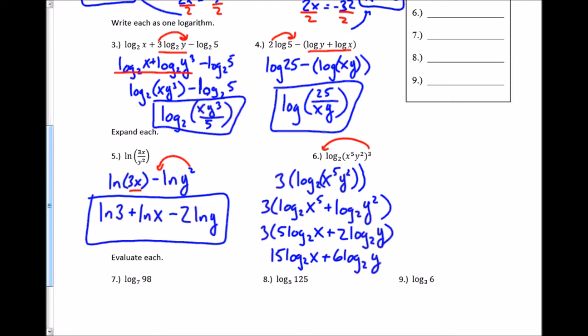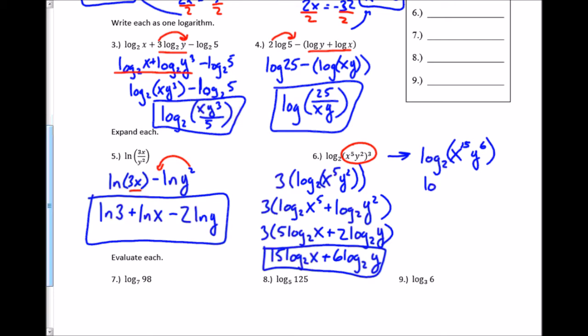Which brings me to the other method I can take when I approach this problem, which is to use my rules of exponents. Right here, if I raise this whole thing to the 3rd power, it's going to give me log base 2 of x to the 15th, y to the 6th, okay? Because when I raise it to a power, I multiply the exponents. Now I can split this up in terms of addition: log base 2 of x to the 15th plus log base 2 of y to the 6th. And then I can bring the exponents out front and get 15 log base 2 of x plus 6 log base 2 of y. Okay? And when we look at the final answer, you'll notice that I get the same thing either way.